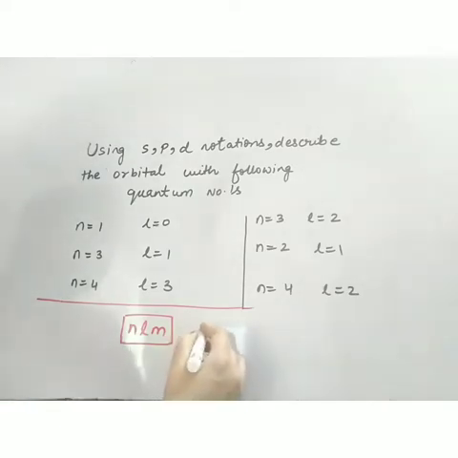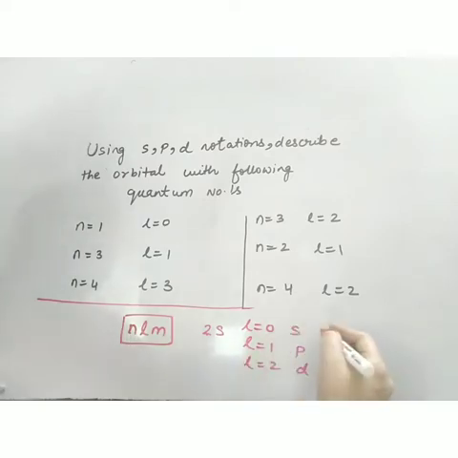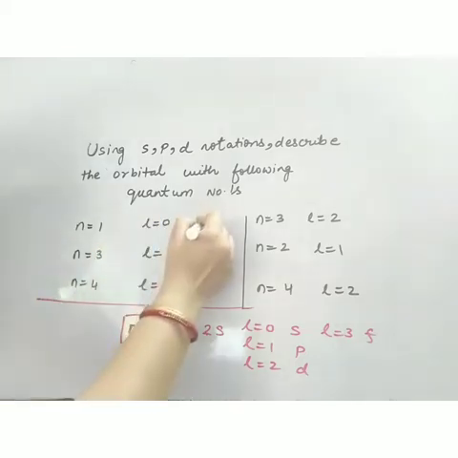Suppose I have the orbital 2s. This number 2 indicates the principal quantum number, and this s indicates the azimuthal quantum number. Since for the azimuthal quantum number I am using a symbol, I can change it into numbers. I know that when l is 0, it is s. When l is 1, it is p. When l is 2, it is d. And when l is 3, it is f. So likewise we'll be solving the questions. Now n is 1 and l is 0. So first n is there, so I will write it as 1.